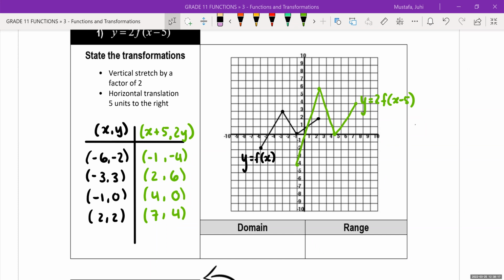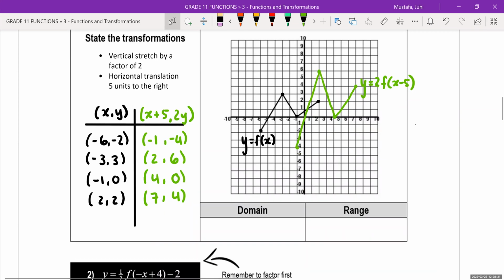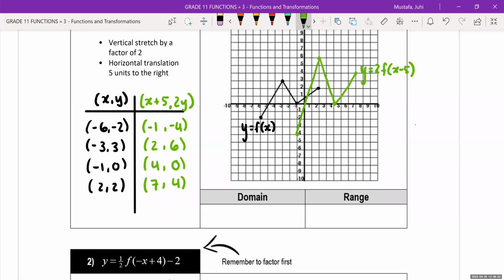And now we're also going to practice our domain and range for these questions. So we're going to do the domain and range just for the transformed function, not the original one. So my graph starts at -1 and it ends at the number 7, which means my domain is the set of all x values such that -1 is less than or equal to x, which is less than or equal to 7, and x includes all real values.